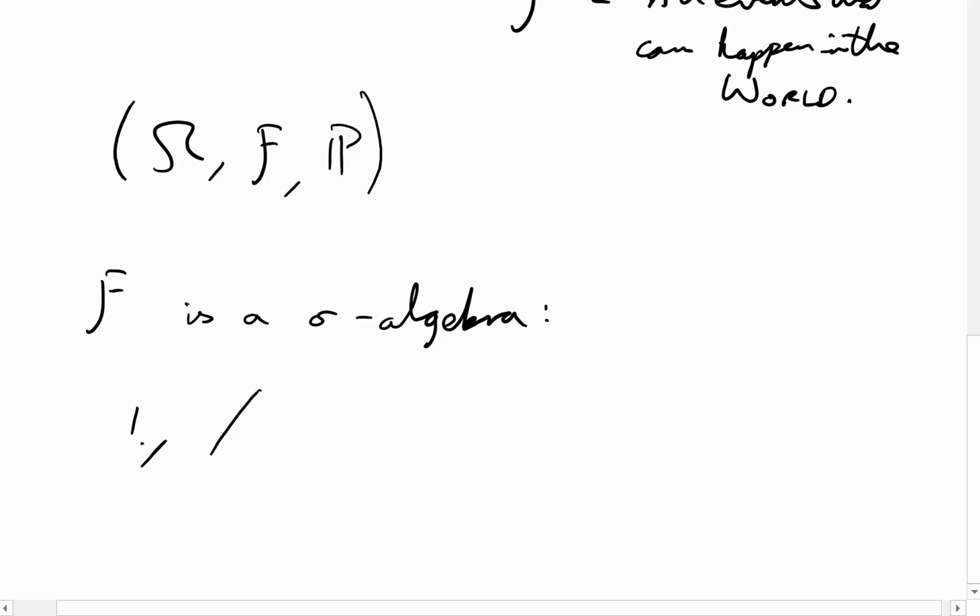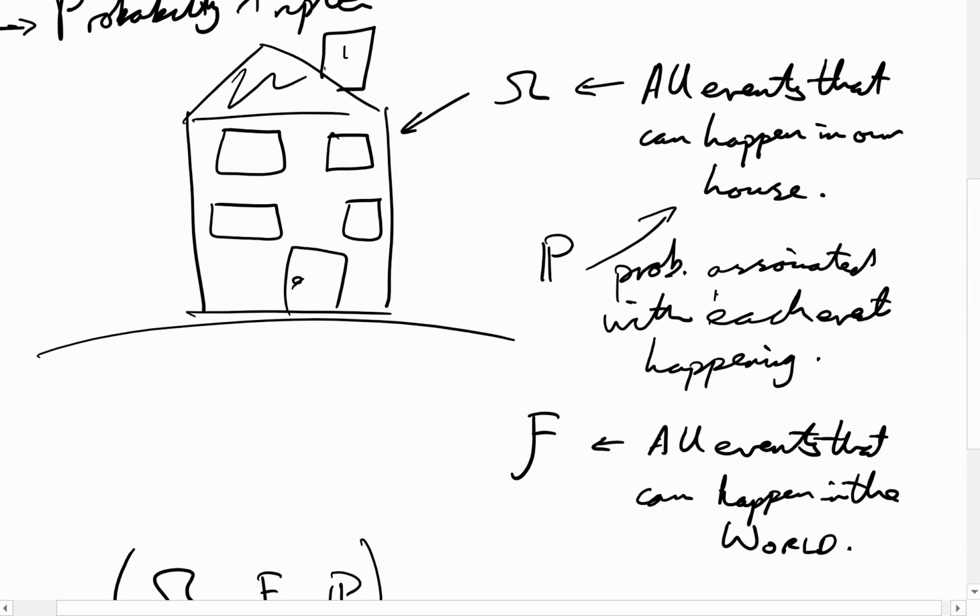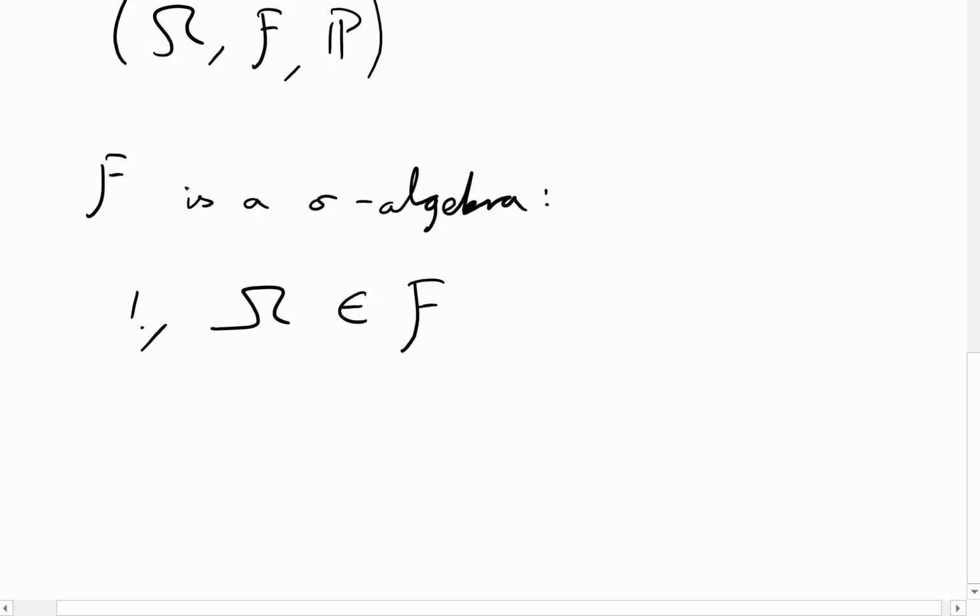What I want to say first of all is that sigma, remember, everything that can happen inside our house, must lie within all of the things that can happen in the world. That's fairly obvious: everything that can happen inside this house is just a small section of everything that can happen in the world. For example, a tree could fall down in the outside world, but obviously that isn't going to happen inside my house, because there's no tree inside my house.